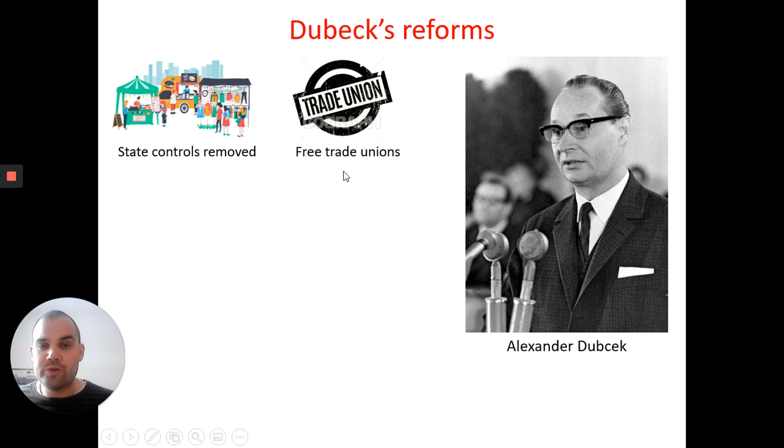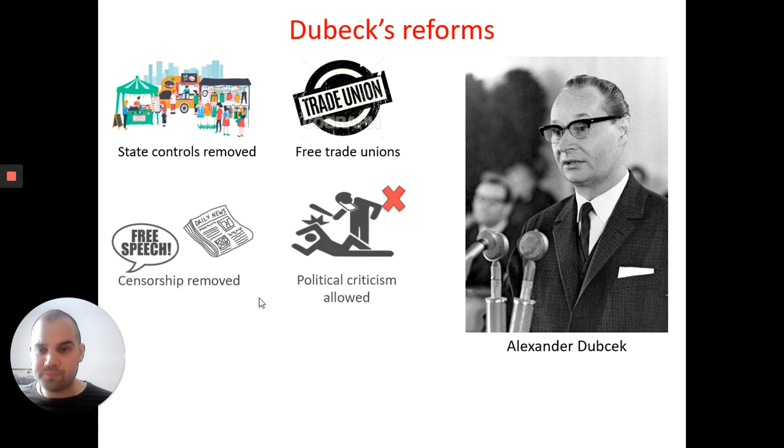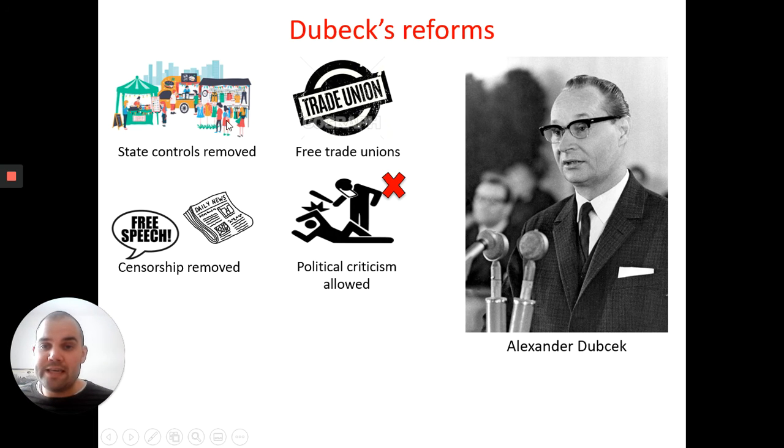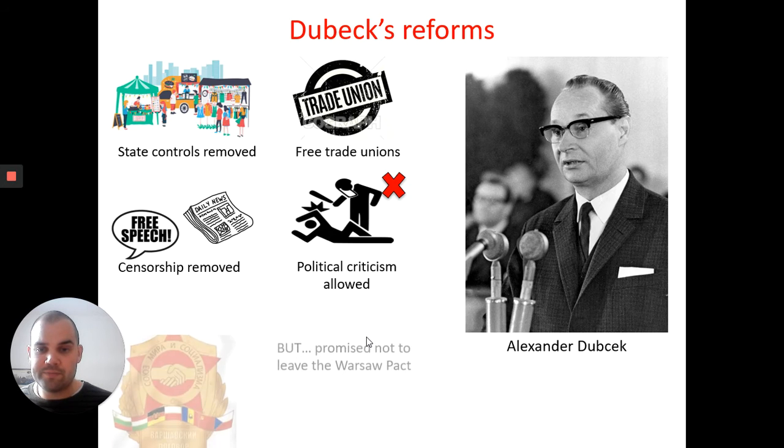They also allow free trade unions. So trade unions are no longer controlled by the government. Working class people are allowed to freely organize using these free trade unions. Likewise as well, so those are the economic reforms. Political reforms as well, so censorship of the media was removed. Okay, so the government's control over the television, the radio, the newspaper press was removed, so people were able to openly criticize the government without fear of arrest anymore. So political criticism was allowed and encouraged as part of this process of renewing socialism in Czechoslovakia. So there's a lot more freedom in the media and the press.